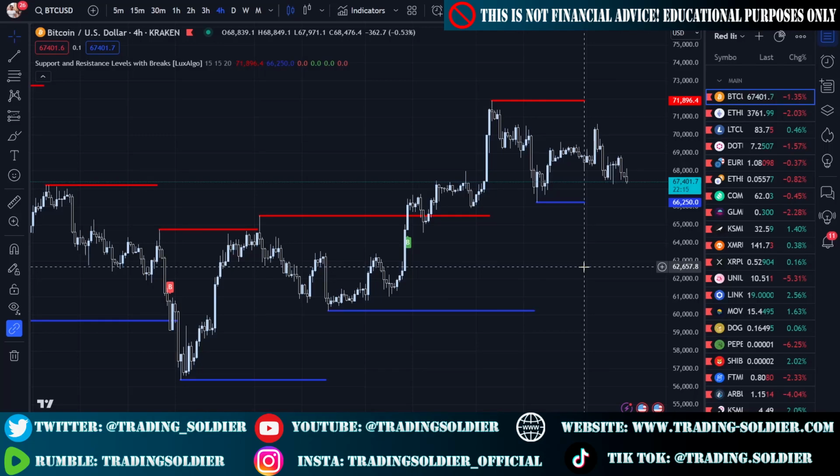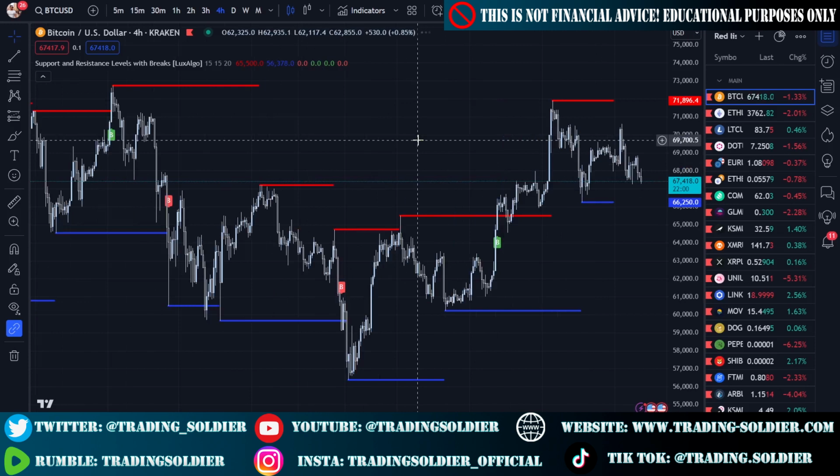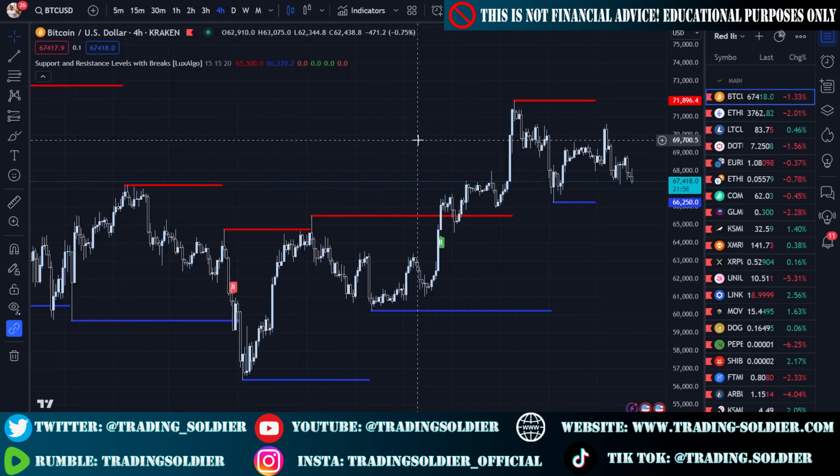In this video, I'm going to show you how to use the Support and Resistance Levels with Breaks indicator on TradingView by LuxAlgo. Basically, what this indicator does is highlight in your chart the support and resistance levels that it is programmed to identify. This indicator can be used to trade Bitcoin and other cryptocurrencies such as altcoins or Ethereum, or you can also use it to trade forex markets or indexes like the S&P 500 or Nasdaq.